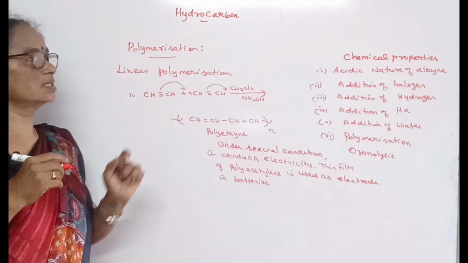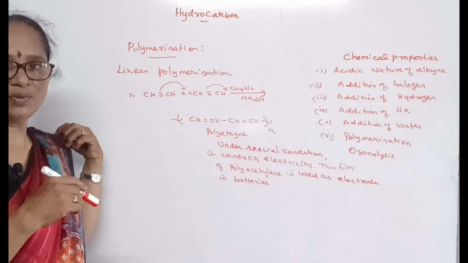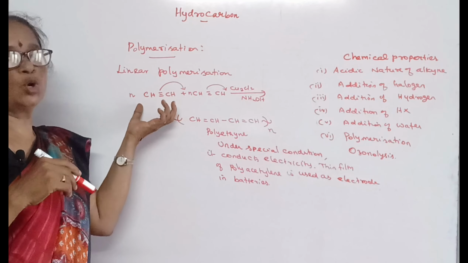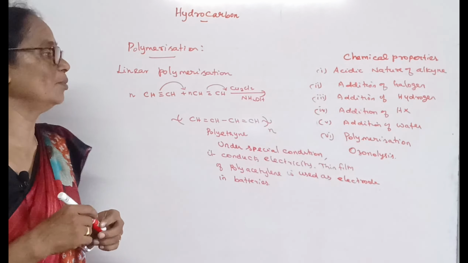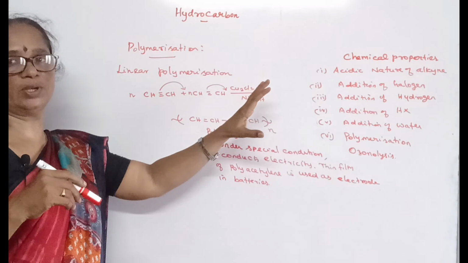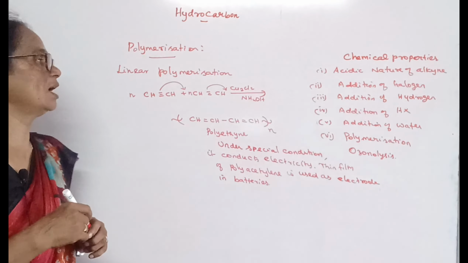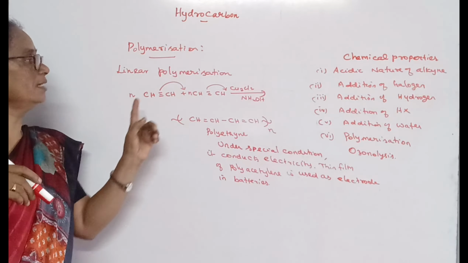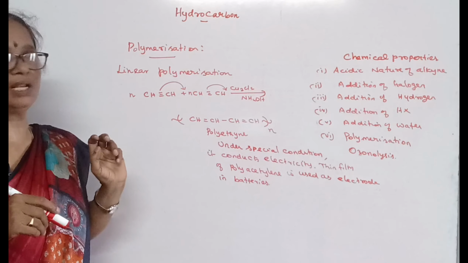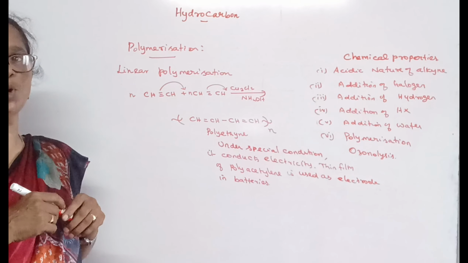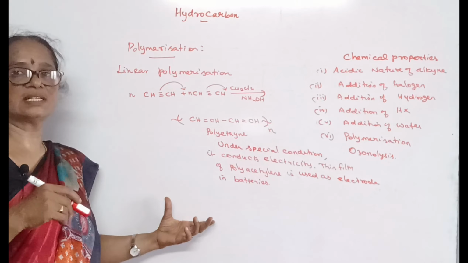The next topic is polymerization. In the previous class itself we discussed a single monomer, the monomer that can be converted into a polymer, that is, low molar mass compound into high molar mass compound. This alkyne can undergo two types of polymerization. One is linear polymerization, the other one is cyclic polymerization. The cyclic polymerization gives an aromatic compound. We will see the next one.